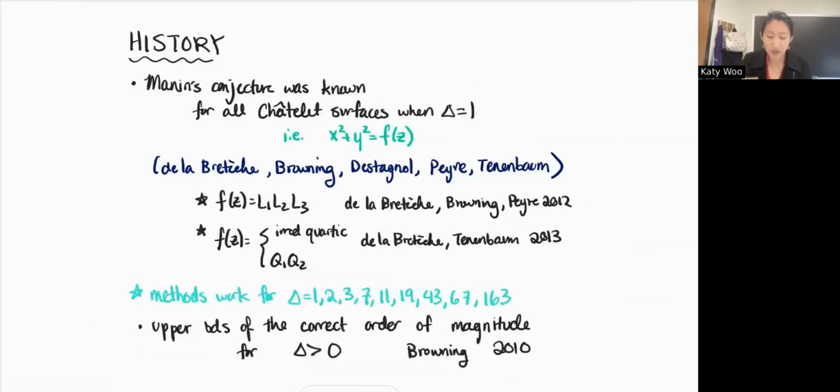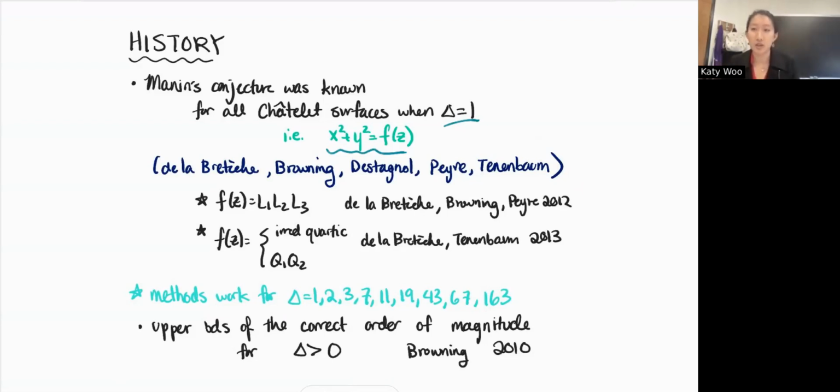Okay, so before I talk about the proof, I want to say a little bit about the history of this problem. So Manin's conjecture was previously known for all Châtelet surfaces when delta was equal to 1. So this is the case when you're looking at the sum of two squares is equal to f of z. And this was done by a collection of works of different combinations of the following authors. So Delabartèche, Browning, Desarnos, Pear, and Tenenbaum.